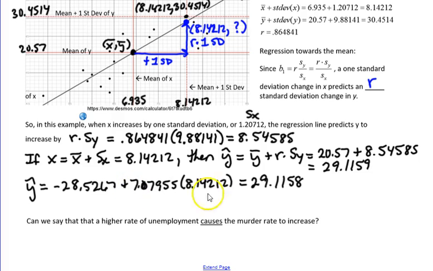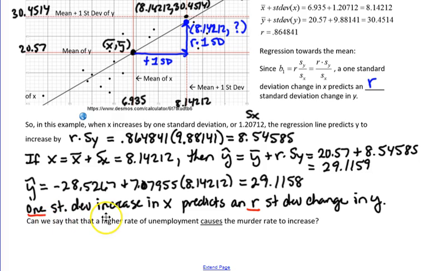If you look at the printed notes, I summarized this, and I think I will just go ahead and write this down for you. I'll pause the video and write a summary statement here. 1 standard deviation increase in x predicts an r standard deviation change in y. And that's true for each standard deviation. So if this were a 2 standard deviation increase in x, that would produce a 2 times r standard deviation change in y.